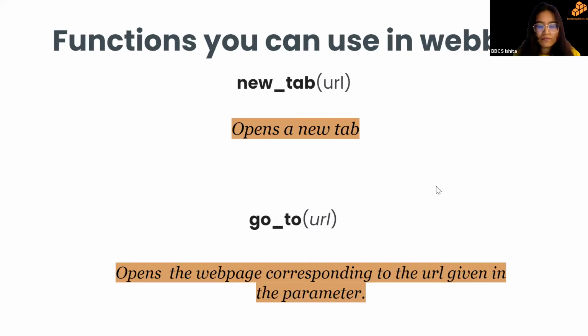Okay, so new tab opens a new tab, and go to will change the URL of the current tab you're on. So within the brackets, you enter the URL that you want to go to. Do know the URL has to be a string. So I'll be demonstrating the go to and new tab right now.